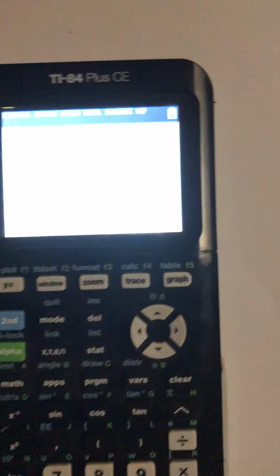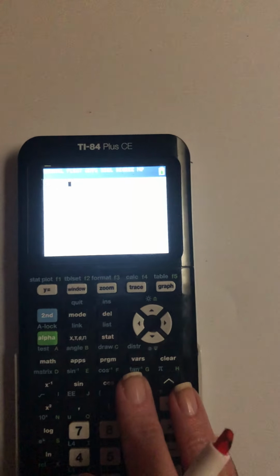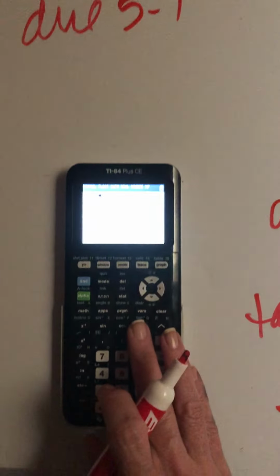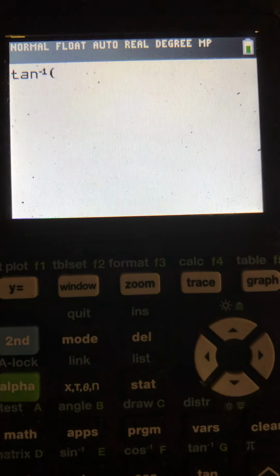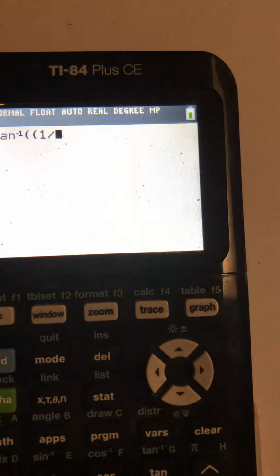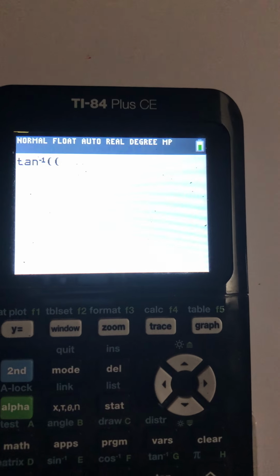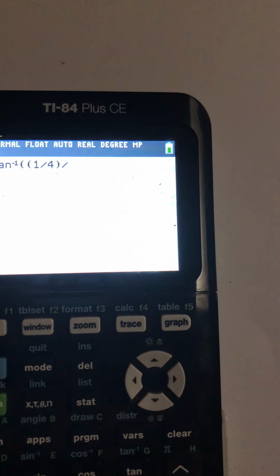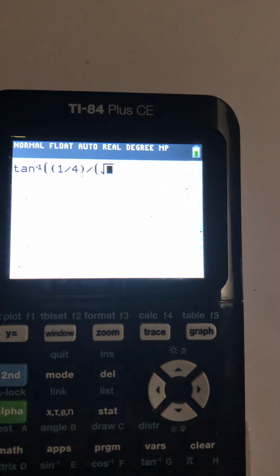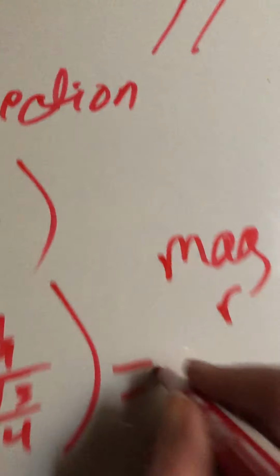Now let me show you how this would look on your calculator. Let me clear everything off. So you're going to do second tangent. Wow, it's not focusing in on it for some reason. Okay, that's good. Actually, you're going to start second tangent, open parentheses, 1 divided by 4, close parentheses, divided by open parentheses, square root of 3, get out from underneath that radical, divided by 4, close parentheses. Okay, so this is 30 degrees.